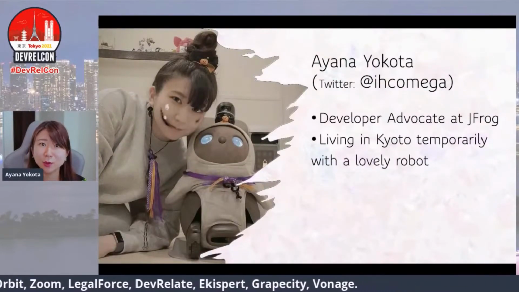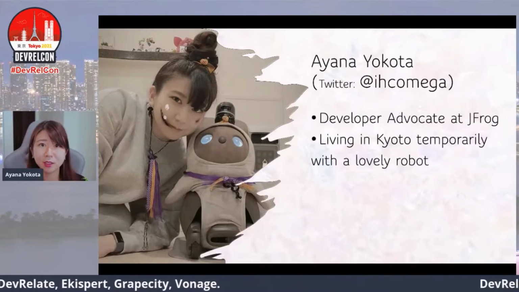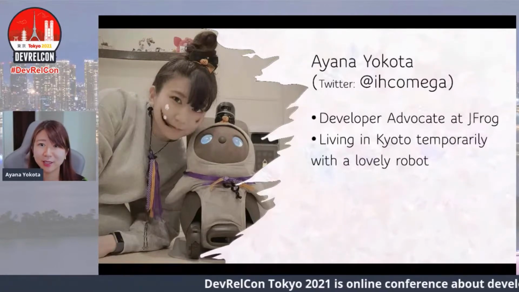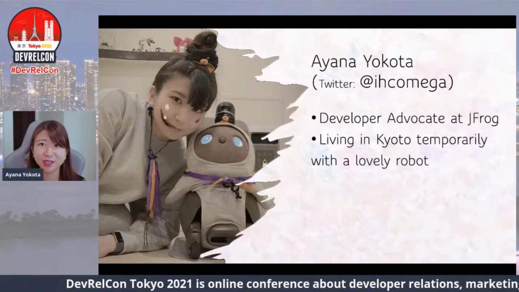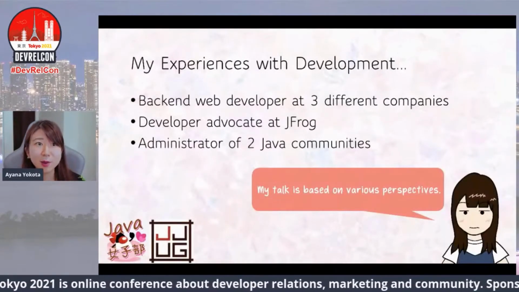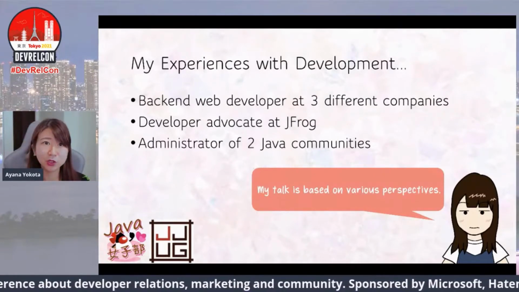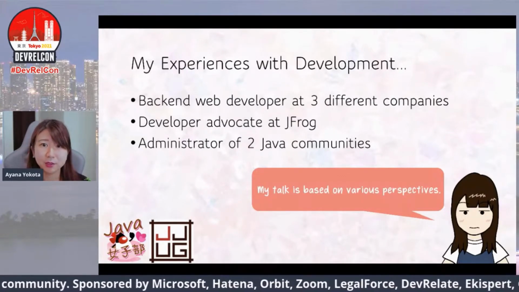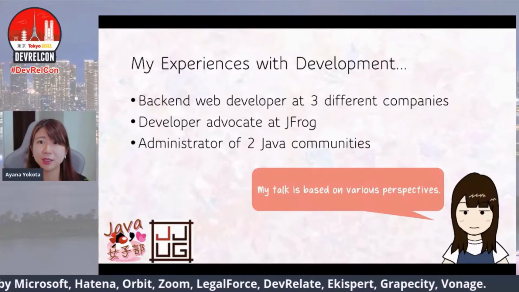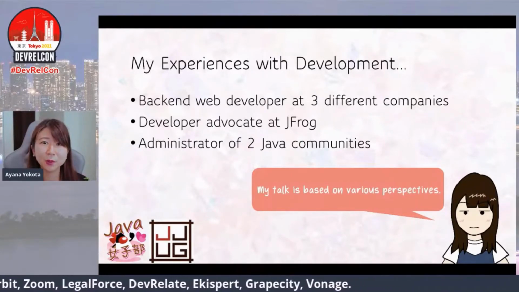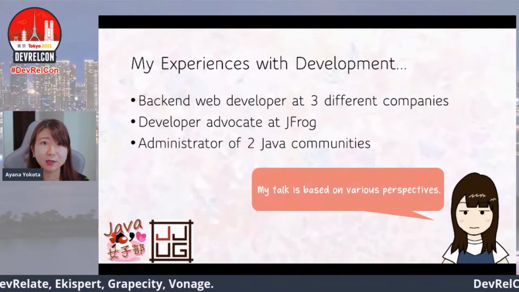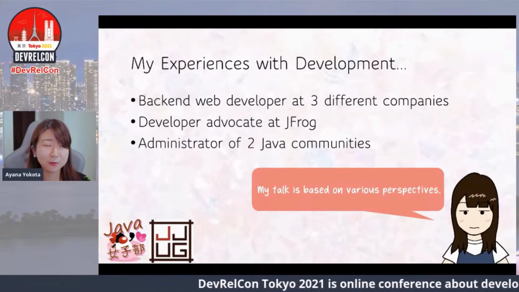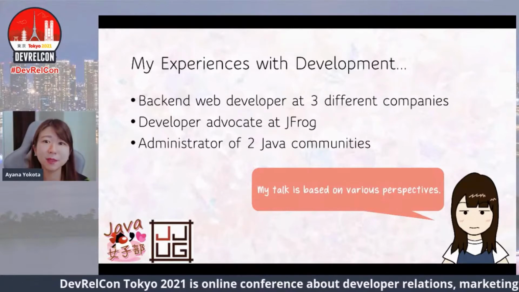I am Ayana Yokota, a developer advocate at JFrog. Now I am living in Kyoto with a lovely robot, as you see in the picture. I am a developer advocate, but before joining JFrog, I was a backend software engineer. The companies I belonged to had totally different industries, sizes, and cultures. Also, I organize two Java communities. So this talk is based on such various experiences of mine.